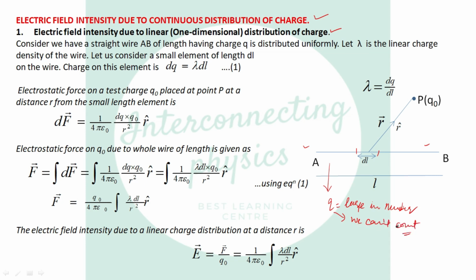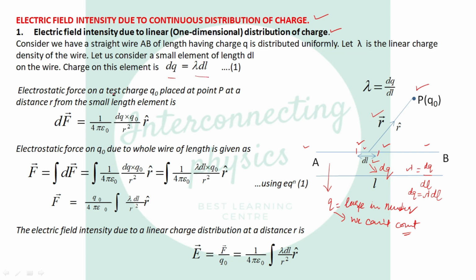So if we can't count the charges, then how can we measure the electric field at point P due to this whole wire? In order to solve this problem, we consider a small length element having length dl, and the charge present over here is dq. So lambda will be dq divided by length, that is dl. So the charge will be, if you cross multiply this relation, lambda into dl. Let point P, having test charge Q0, be present at a distance r vector from this length element dl. So dq will be lambda dl.